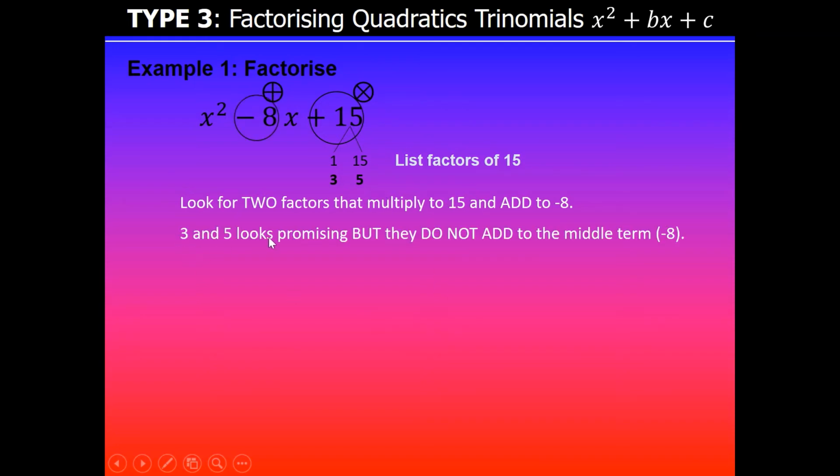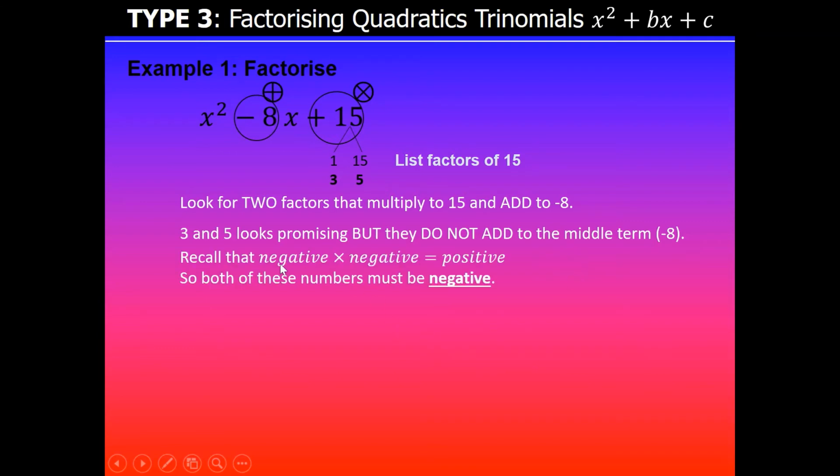If I look at 3 and 5, I know if I add 3 and 5 I will get positive 8, but they do not add to the middle term, negative 8. So we just need to modify our factors a little bit. Recall that negative times negative gives you a positive. So two negative numbers, when we multiply, give you a positive, and this is the one that gives you a product of 15. So in this case both of these factors must be negative, so that if I go negative 3 times negative 5, I will be able to get positive 15. And if I'm adding negative 3 and negative 5, I will be able to get the middle term, which is minus 8. So it meets the two conditions there.